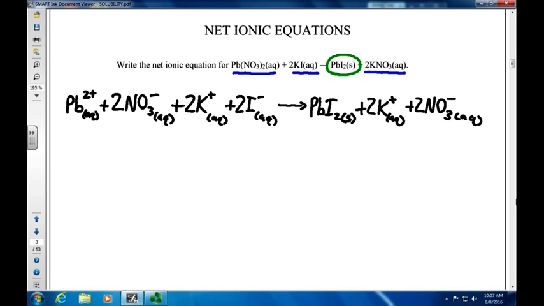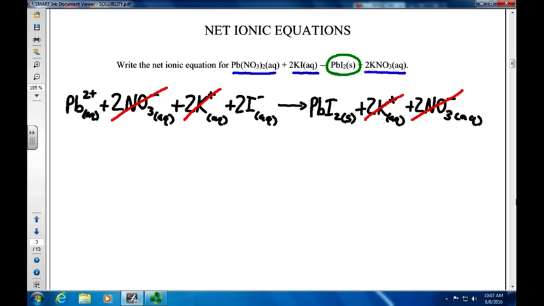So when you're looking at this, you'll see some common species on both sides. And those are called spectator ions, and they cancel each other out. So your 2 NO3s, your 2 nitrates, cancels with the 2 nitrates on its opposite side. The 2 potassiums in the reactants cancel with the 2 potassiums in the products.